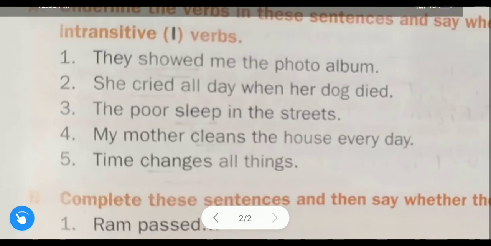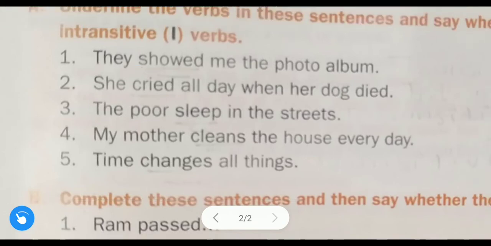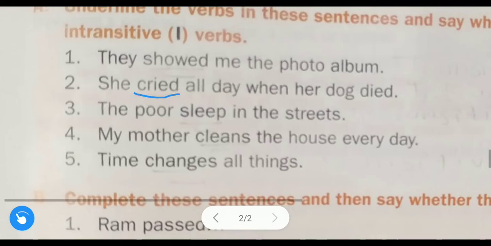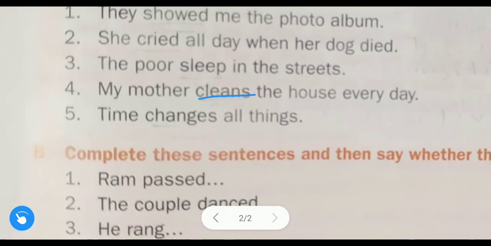Okay, so see here, showed is the verb and it is a transitive verb. Cried is the verb. You have to underline below the verb. Okay, this is the verb which is intransitive. Sleep is the verb which is also intransitive, but these two verbs are transitive verbs. Okay, understood? These two are transitive verbs because their object receives the action of the verb.